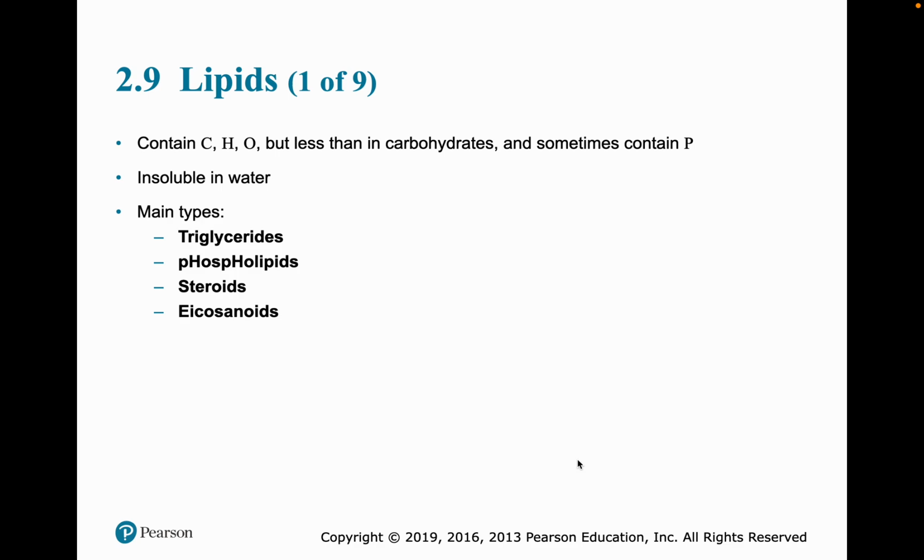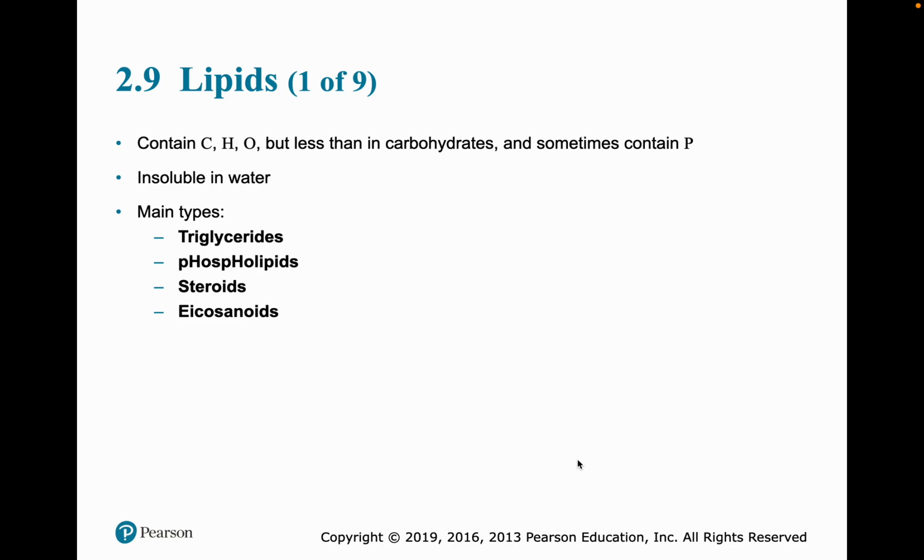We'll look at lipids, also called fats. They contain carbon, hydrogen, and oxygen, but unlike the carbohydrates, they have a lot less oxygen, and sometimes lipids do contain phosphorus. Lipids are insoluble in water, which makes them very good for making cell membranes. The main thing I want you to remember about lipids.